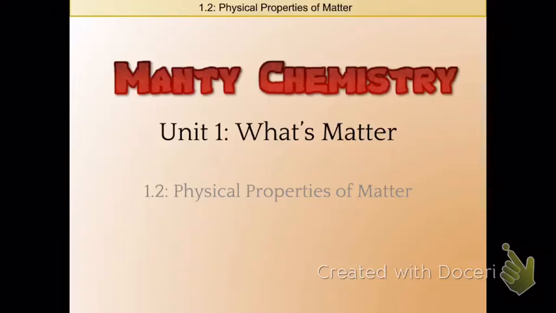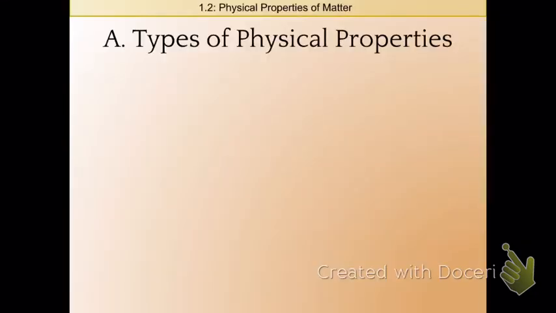All right, so this is going to be 1.2, physical properties of matter. 1.1 was the classification of matter that we did the past couple of days with no real formal notes, but just through the POGIL and through the videos that we had watched. That is what I'm considering 1.1, classification of matter. So let's take a look at the physical properties of matter.